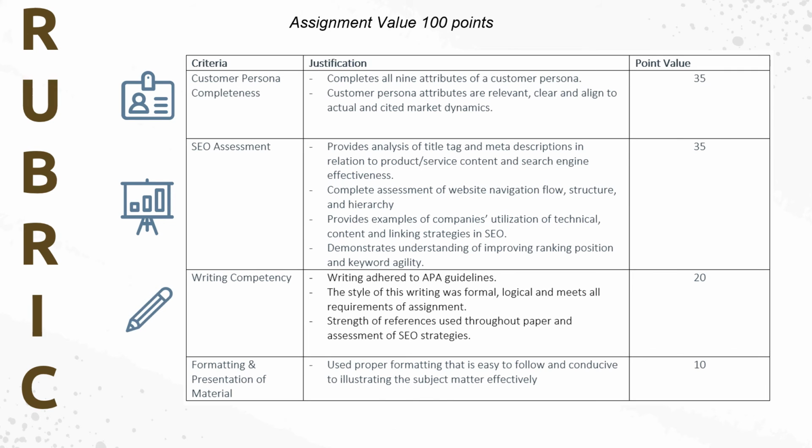Writing competency needs to adhere to APA guidelines. That's worth 20 points. And then lastly, the formatting and presentation of the material. You want to make sure that it's conducive to illustrating the subject matter effectively and that it's bringing across the points that you want to convey to the audience.